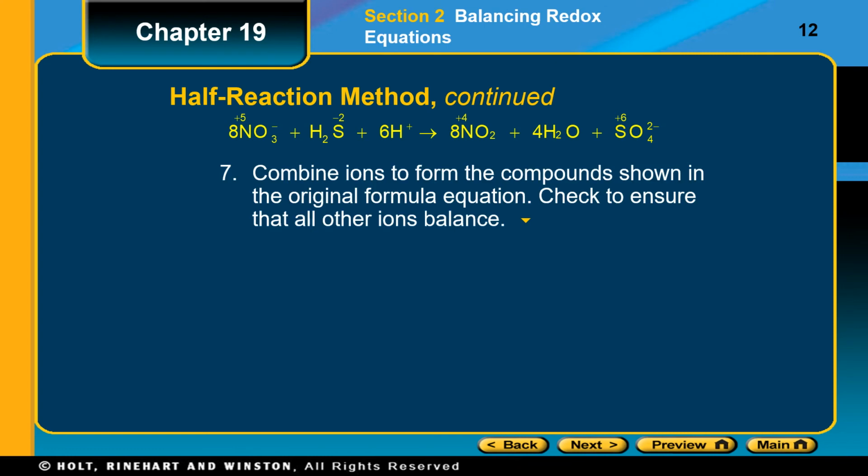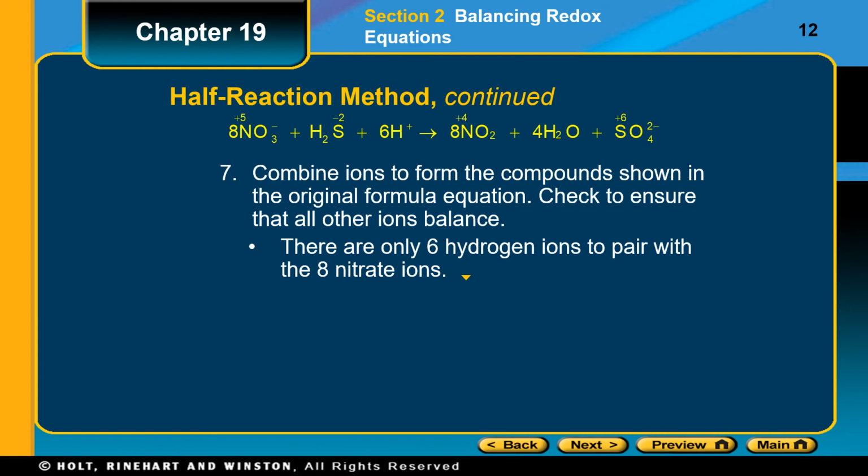Okay, now we're ready to start putting our equation back together again. So we can combine the ions to form the compounds that form the original formula, and then we're going to check to make sure that all the ions are balanced. Now, there are only 6 hydrogen ions to pair with the 8 nitrates. Remember when we broke apart into ions, we had HNO3, we had hydrogen and this. Well, notice that we have 8 nitrogens, but we're short 2 hydrogens over here.